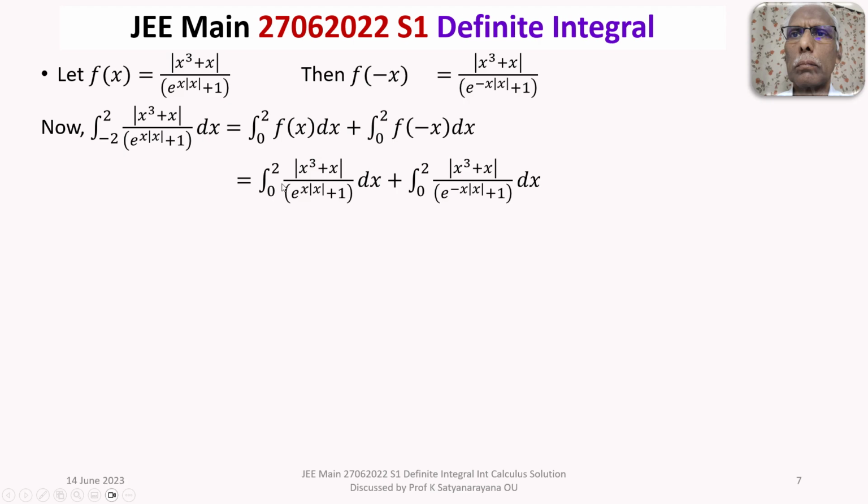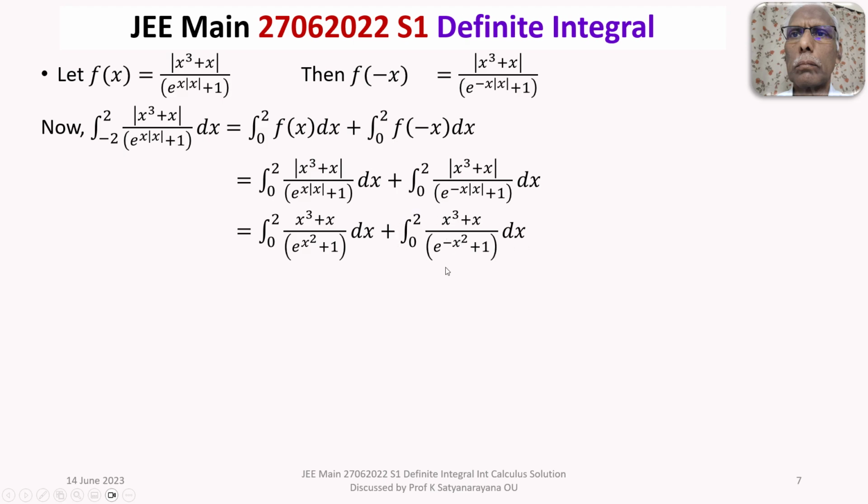x³ + x by e^x into |x|. x is positive, so |x| is x. That will be e^x into x² plus 1. And here also the modulus will go away, and x³ + x only in the numerator, by e^(-x) into x, because x is positive, |x| is x, e^(-x) x² plus 1. So the first one is the integral from 0 to 2 of (x³ + x) / (e^(x²) + 1) with respect to x, plus the integral from 0 to 2 of (x³ + x) / (e^(-x²) + 1) dx.